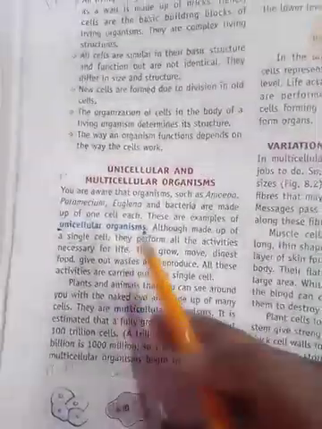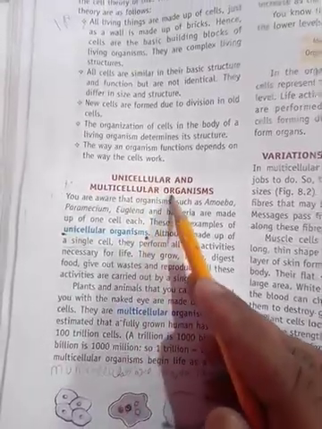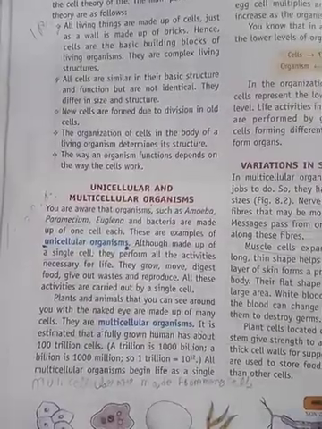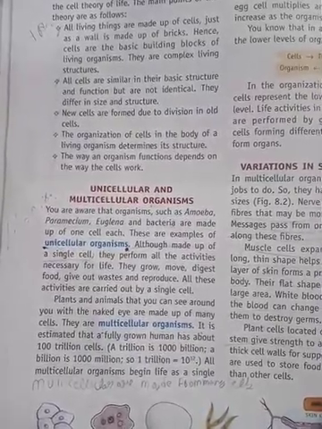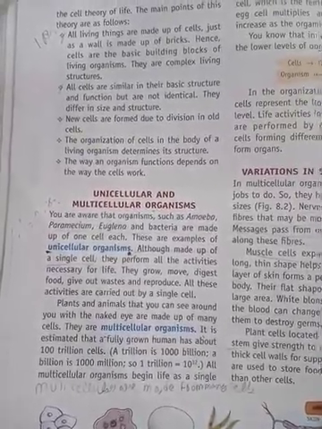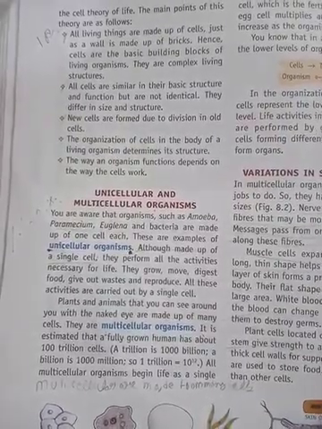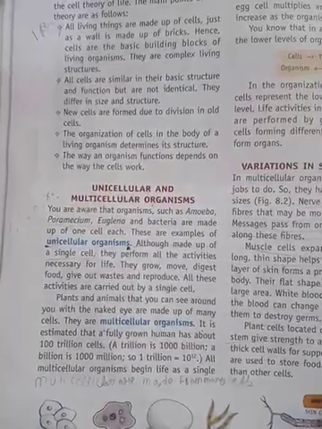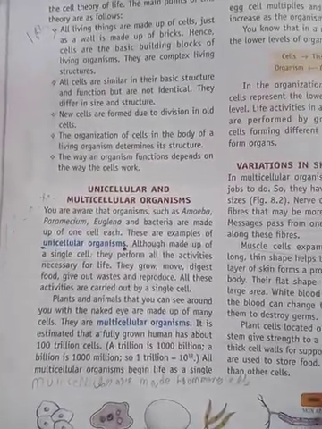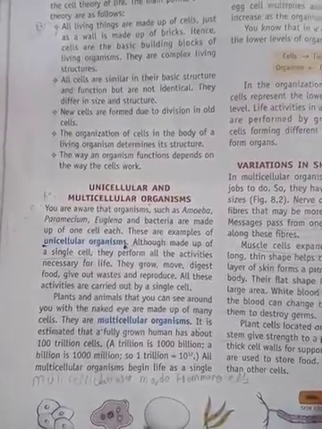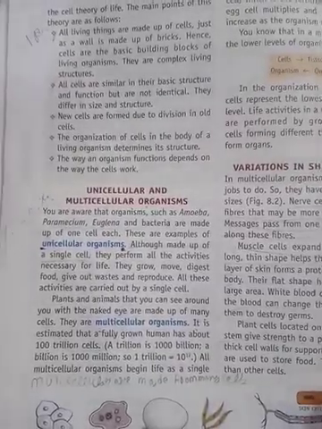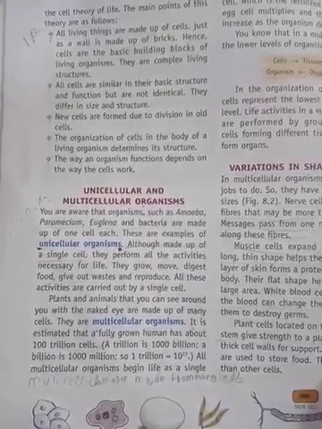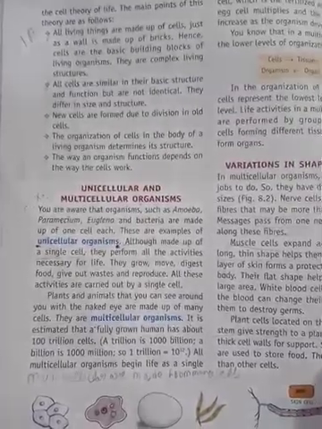Now let us learn about unicellular and multicellular organisms. As we know, organisms such as amoeba, paramecium, and bacteria are made up of one cell. These are examples of unicellular organisms. Although made up of a single cell, they perform all the activities necessary for life. They grow, move, digest food, give out waste, and reproduce. All these activities are carried out by a single cell.